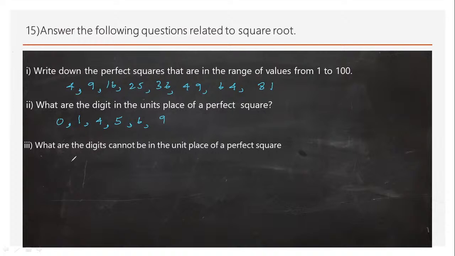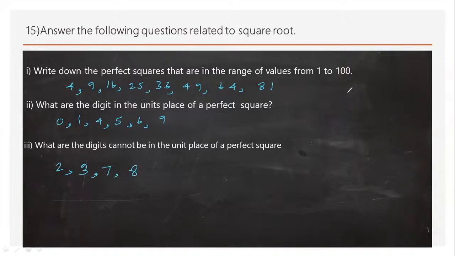Right? But what are the digits that cannot be in the unit place of a perfect square? So according to this, 2 cannot be there, right? And the 3 also we can't see. 7 and can we see the 8? No, 8 also not there. So these are the digits that cannot be in the unit place.